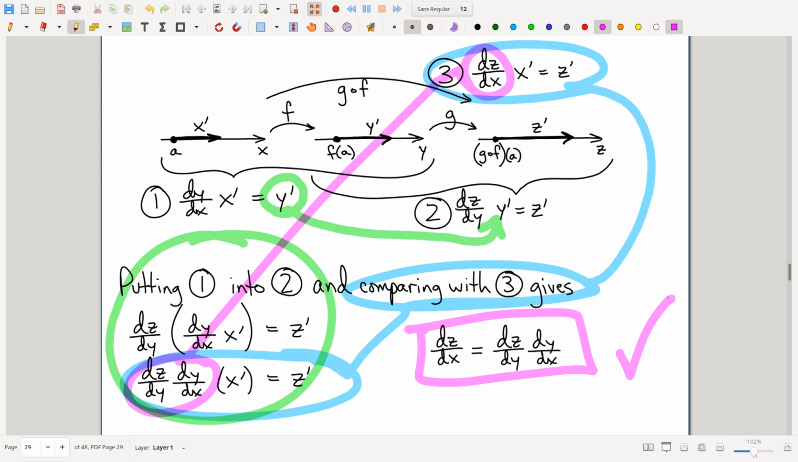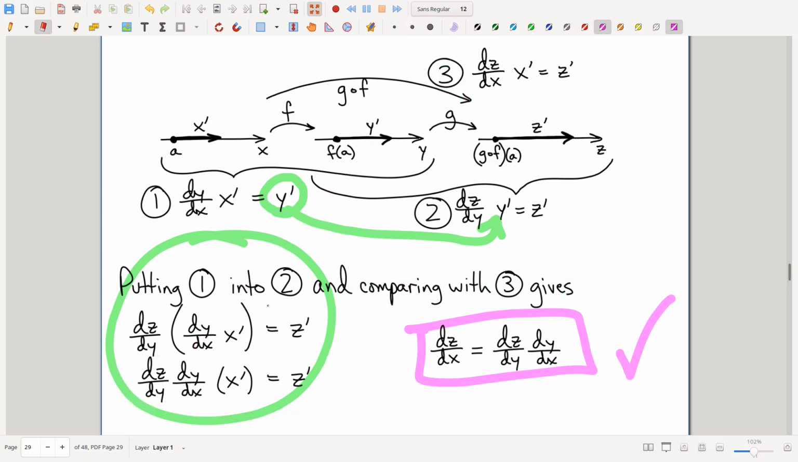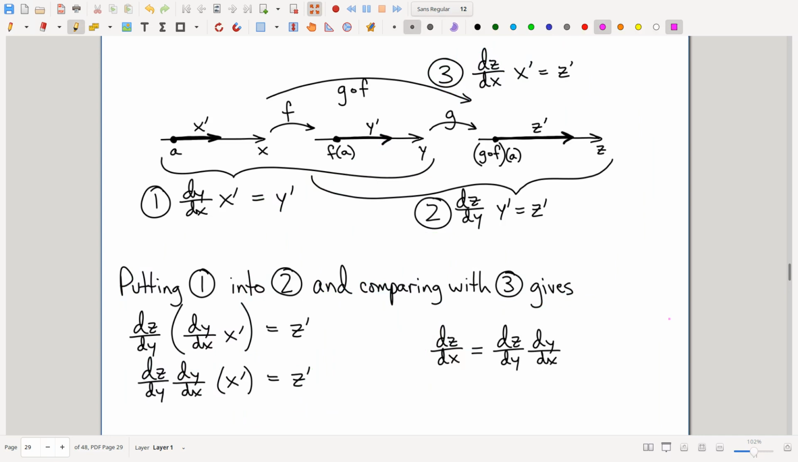I like to call this no surprise, because however you choose to think about this, when you start with x prime and want to get to z prime, you can think of that two different ways. I multiply by f prime and then I multiply by g prime, all of which is equivalent to multiplying by the derivative of the composition. So, therefore, same thing. Everybody happy with that?